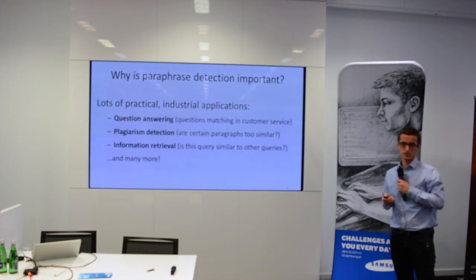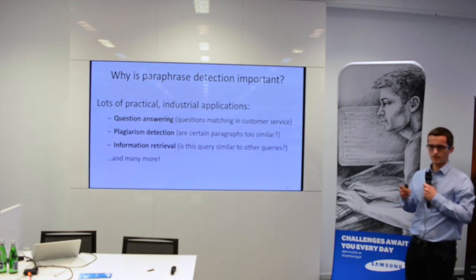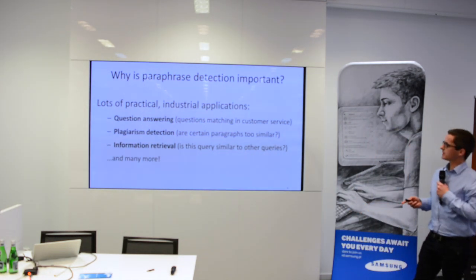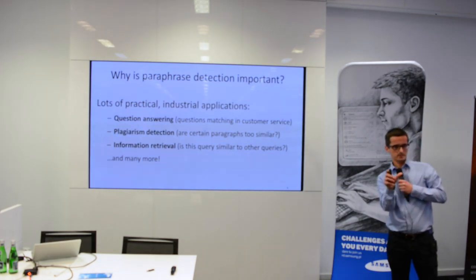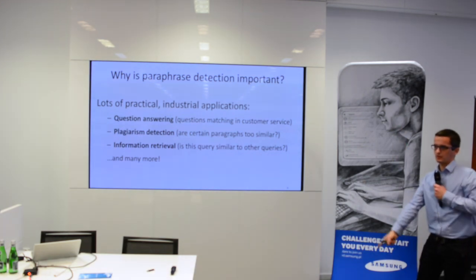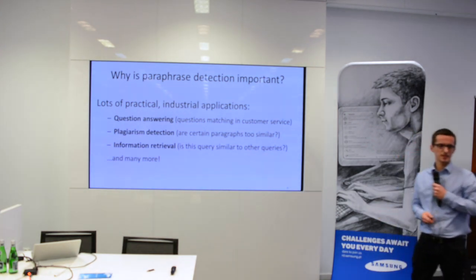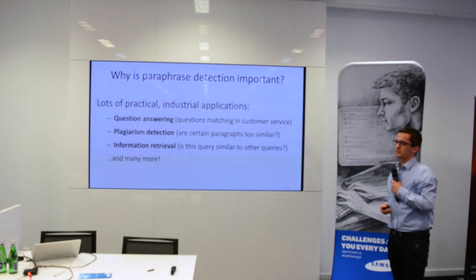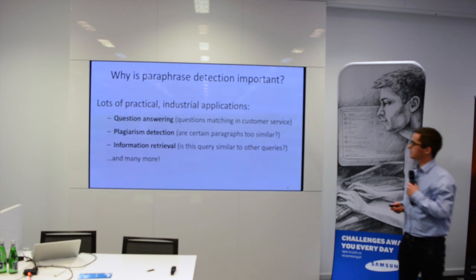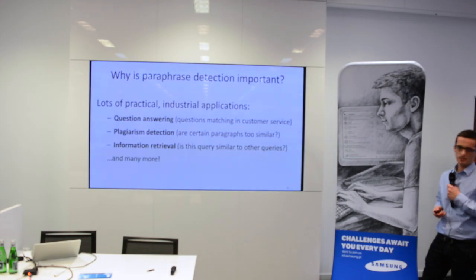So why is paraphrase detection important? There are many industrial applications. One of them is question answering. You can imagine that you have a large database of FAQ questions, and you have a new question from a user, and you would like to match the new question with your database of the known questions. The other one may be plagiarism detection, where you have some texts and you would like to compare them to make sure that the author of the text is really the author. Some other cases can be information retrieval or machine translation and many more.